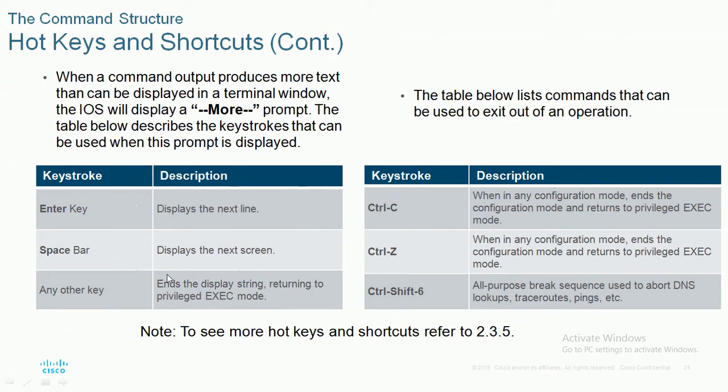Enter key displays the next line. Space bar displays the next screen. Any other key ends the display and returns to privileged EXEC mode. Control C, when in any configuration mode, ends it and returns to privileged EXEC mode. Control Z, in any configuration mode, also returns to privileged EXEC mode. Control Shift 6 is the all-purpose break sequence used to abort DNS lookups, trace routes and pings.